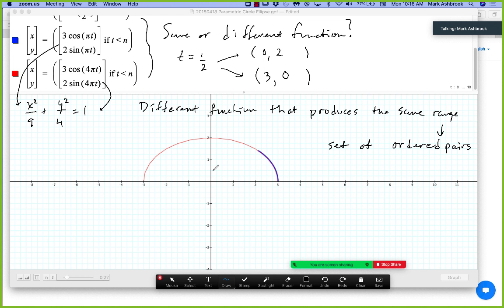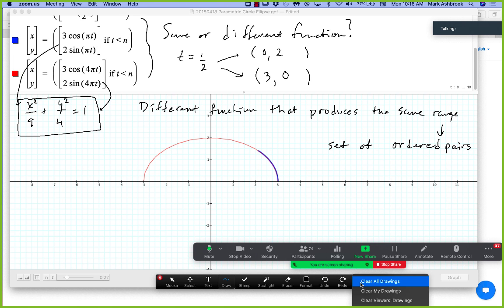Okay, any questions on that? Clearly a different function, but you do the math and you get the same ellipse. Same set of points in the end. Okay, so now what if we were given the equation of an ellipse and we had to make the parametric function for it? So let's try that. Any more questions on this?